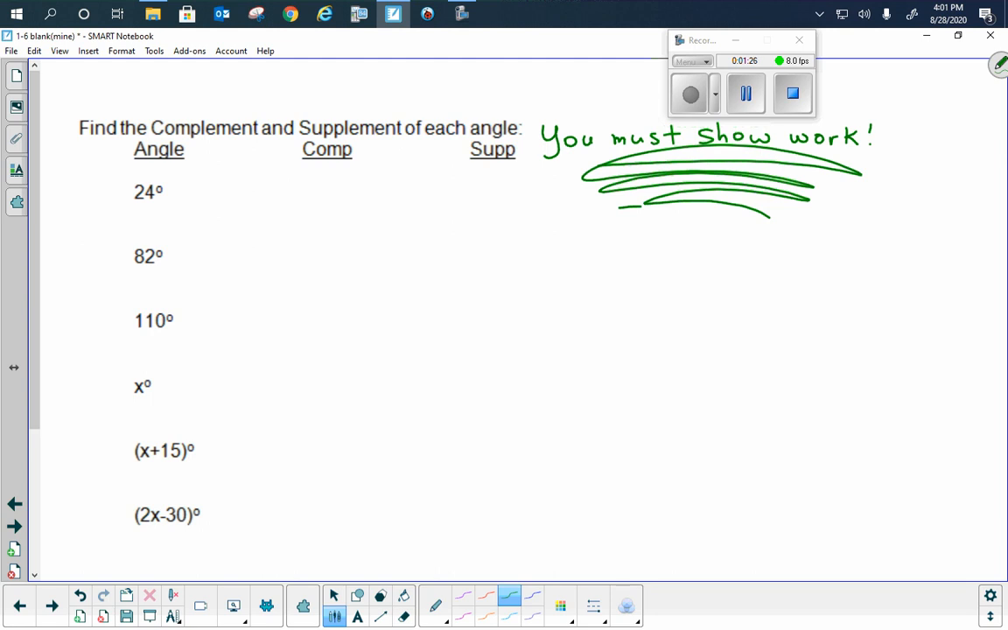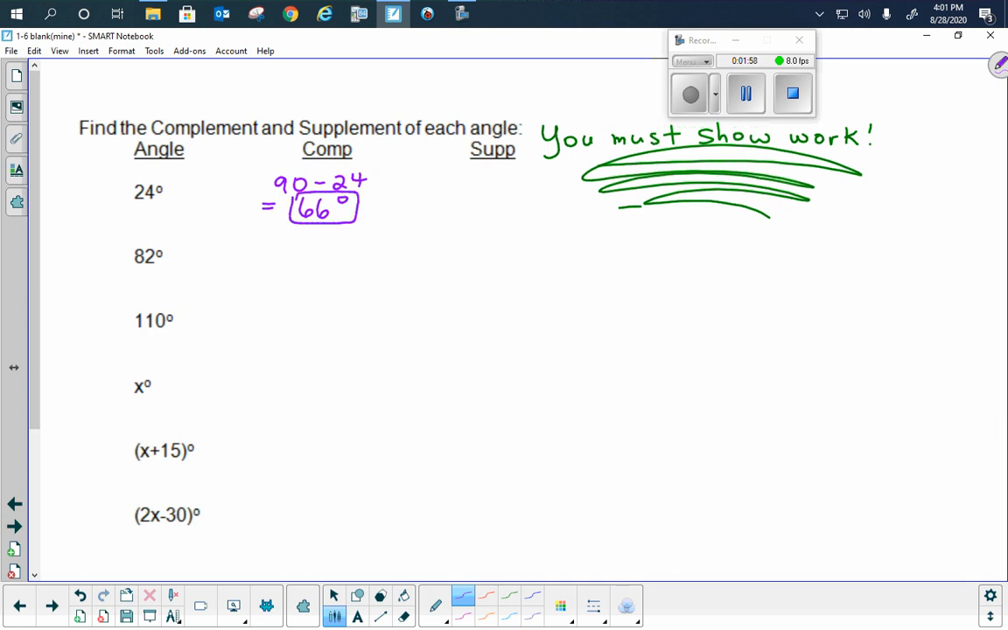If I ask you for the complement of an angle, well, if 24 degrees and something else add up to 90, then the opposite operation is what you're going to use. You're going to find the complement by saying, well, I know its complement would be 90 minus 24. Working that down, that would give us 66, and it's an angle, so it would be 66 degrees.